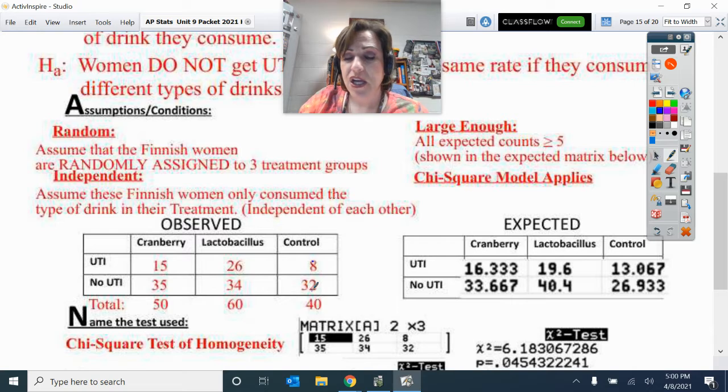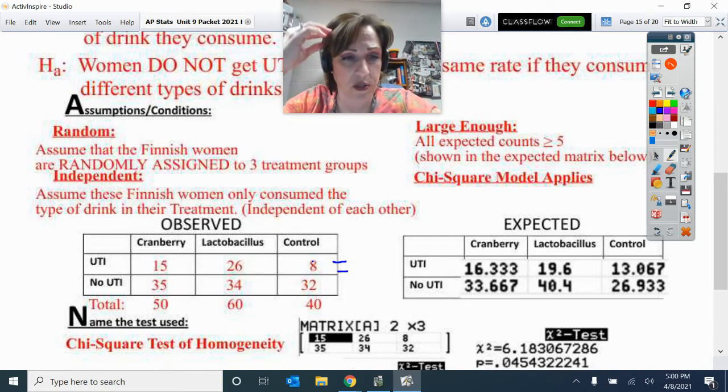All right. So let's talk about this expected. This expected is happening because I need to see what overall rate the UTI was happening at, or in the cranberry juice group, and the overall rate of the UTI. So what ends up happening to do that is we end up taking the total of our, so I don't even know what that total is.